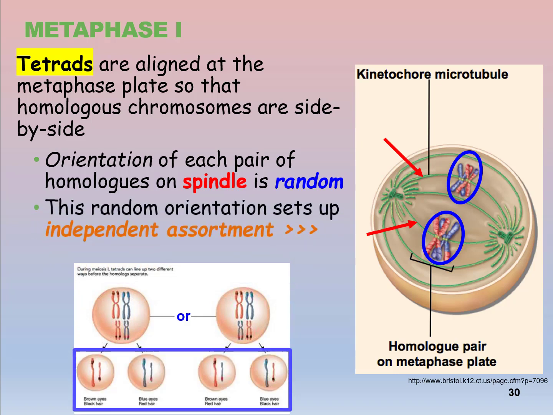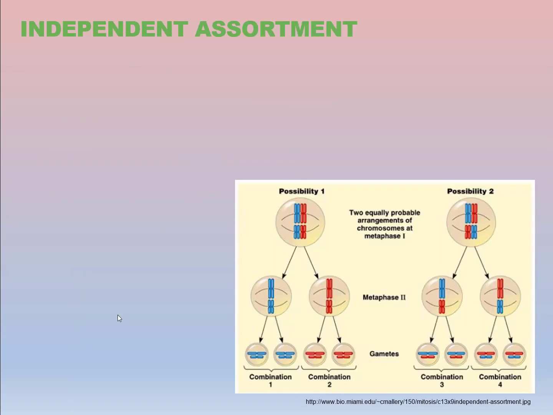And this is where we get this idea of independent assortment. The orientation, the fact that it's random, it's not set up that this is always going to be the red side and this is always going to be the blue side. It's completely random. It could happen either way. This is independent assortment. And that is the end of meiosis 2.